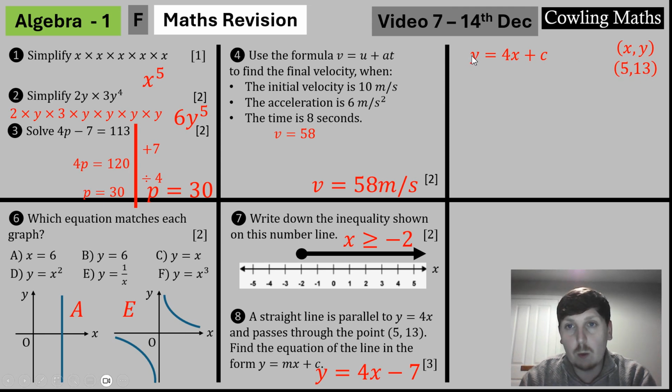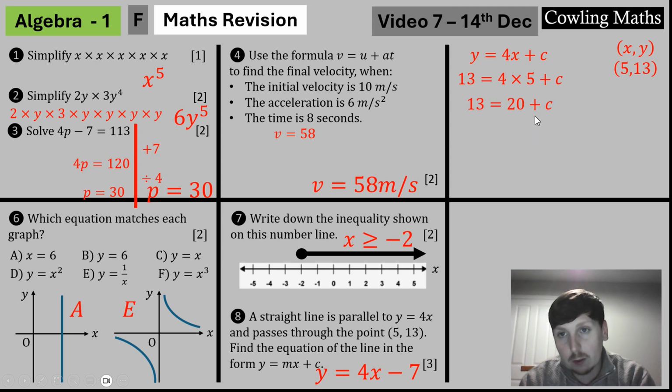So I'm going to replace y with 13 and replace x with 5. So I've replaced y with 13 there and replace x with 5. We can simplify this now. 4 times 5 makes 20. So we've got 20 add something makes 13. Well, that clearly has to be a negative number because the answer's got smaller. And you might know that number is 7.